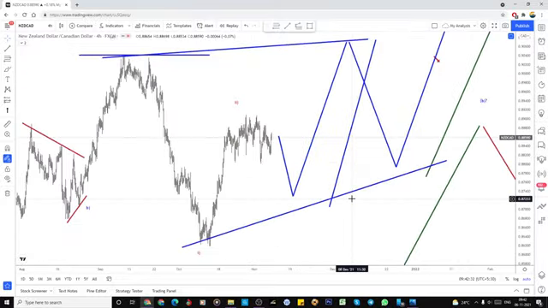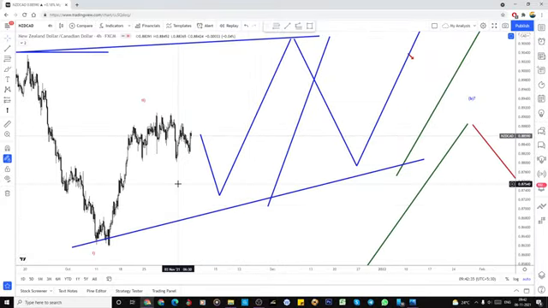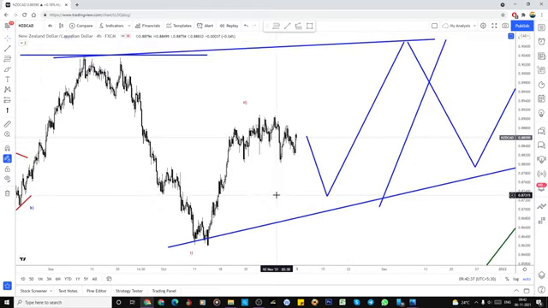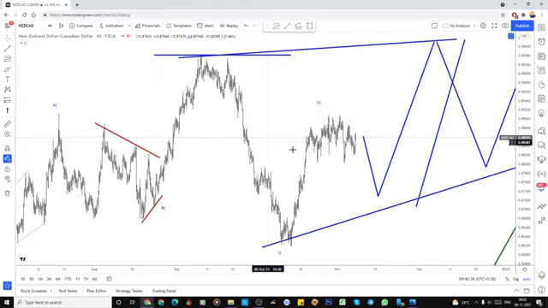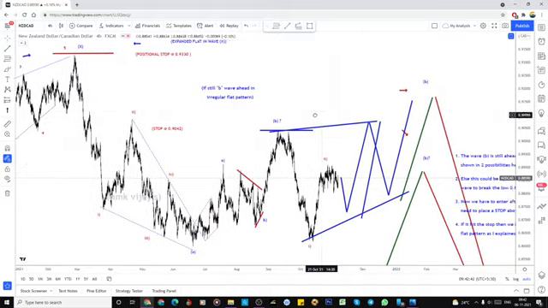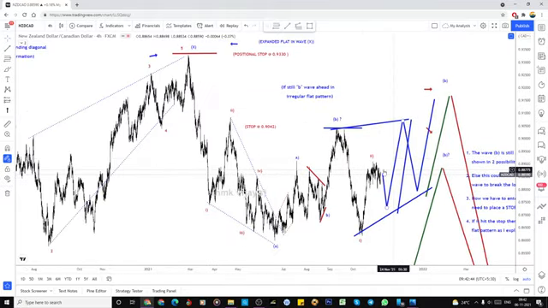correction part. It looks like a single impulsive wave, because sometimes if it is a double zigzag we can't identify that. So that is why I stick to my analysis, and I already shorted at 8880.